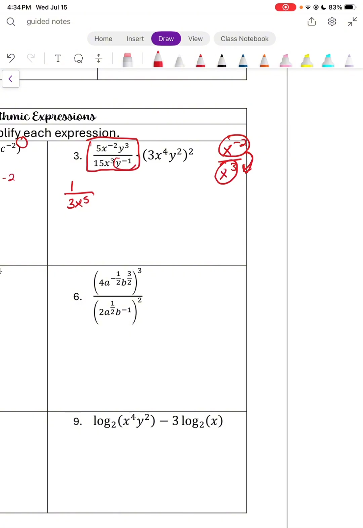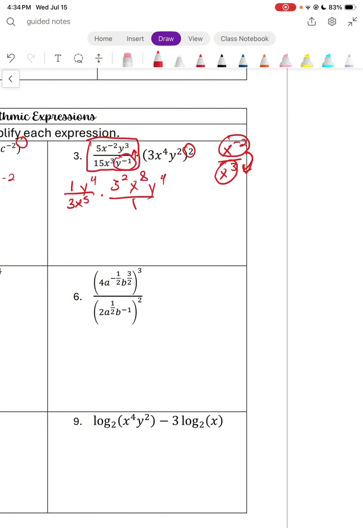Doing the same thing here, bring this negative 1 to the top, it becomes positive 1, you now have 4. We're multiplying that times. All this is being raised to the second power, so I'm going to put 3 to the second, x to the 8th, and y to the 4th.